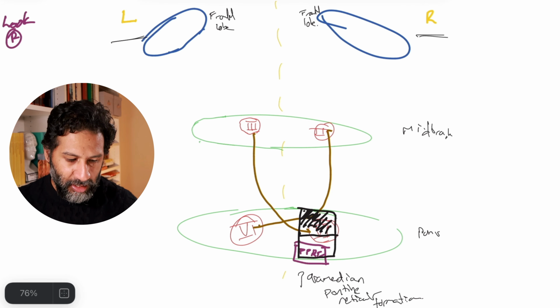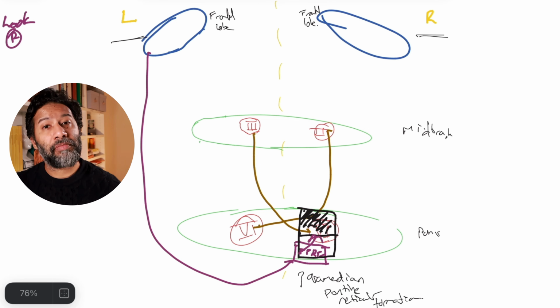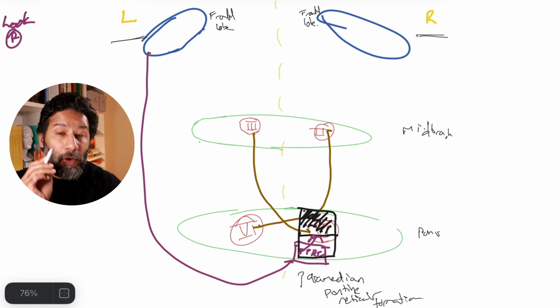So I want to look right. It comes down to the paramedian pontine reticular formation, goes to the 6th nerve. Can I look right? Nope. Remember, the 6th nerve is knocked out. The nucleus of the 6th nerve is knocked out. I can't look right. Now I want to look left.